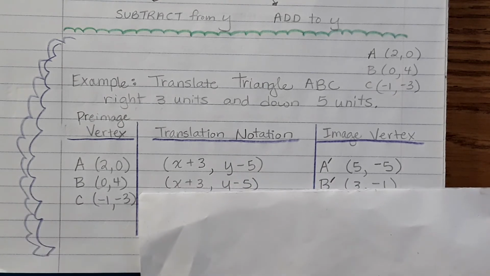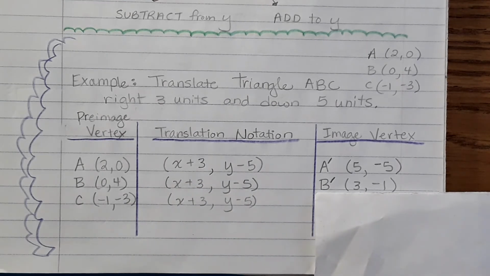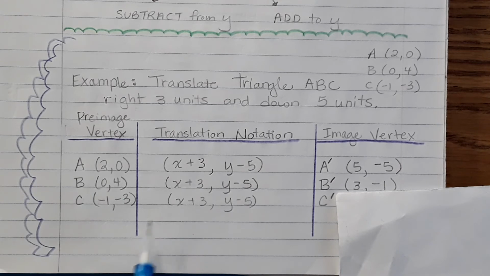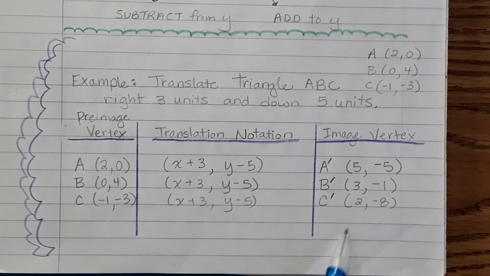And last vertex on a triangle, we've already noticed, is C, negative 1, negative 3. The translation notation we've already discussed would be x plus 3, y minus 5, in parentheses, just like your ordered pair. The image vertex, don't forget the prime mark for the image. And following directions, the x value plus 3 is 2, negative 3 minus 5 is negative 8. And here is my new set of vertices for my image. And I know they're my image again because of the prime mark.